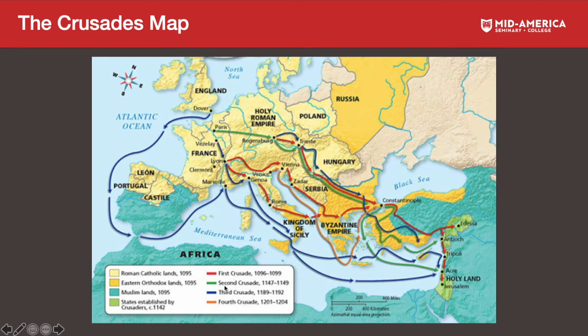And there's more than 4. There's quite a few Crusades, but on this map there's only 4 that are mentioned. The big ones are the First Crusade because it's the first, and then the Third Crusade with Richard the Lionheart, the blue one here. Those are the big ones.